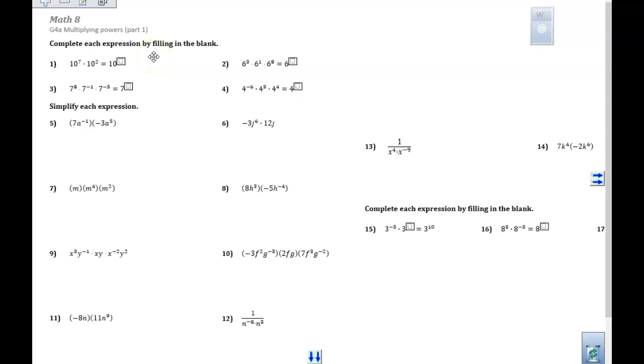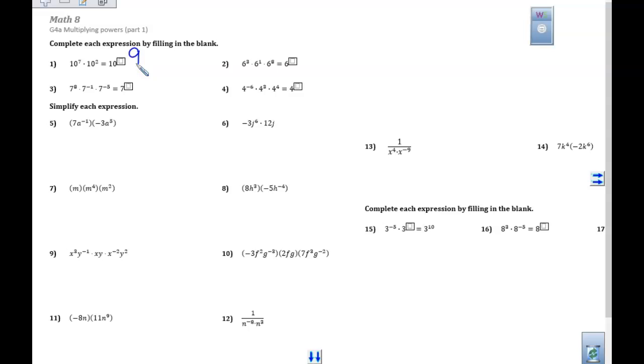So when I look at number 1, it says 10 to the 7th and 10 to the 2nd. That's going to be 10 to the 9. So just put, if you are looking at that, just put a 9 so that I can read it and you can read it. It doesn't have to fill in that bottom, right?